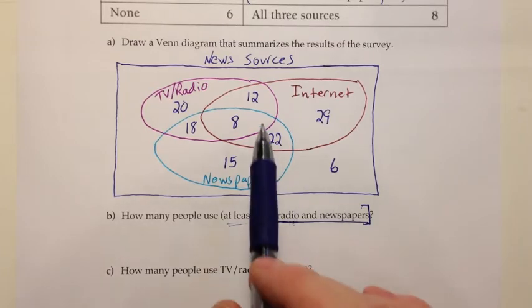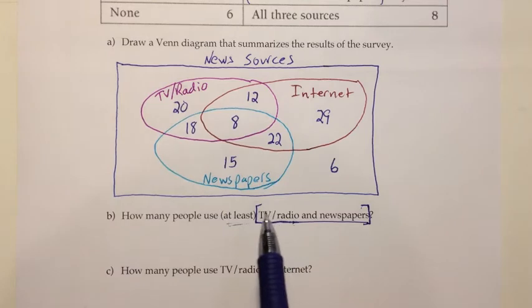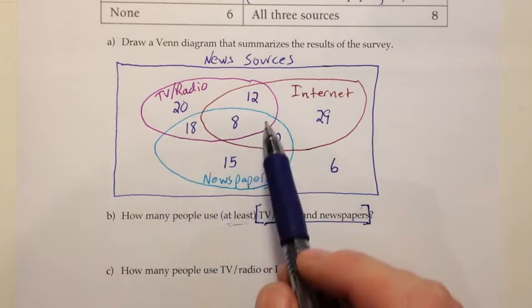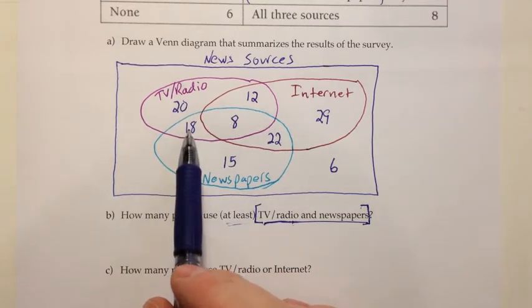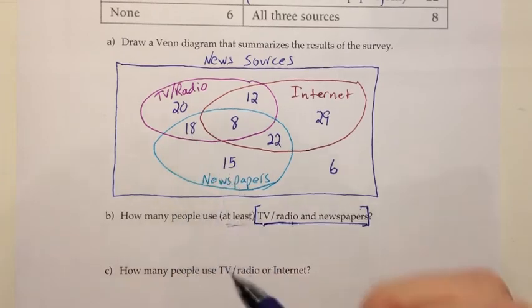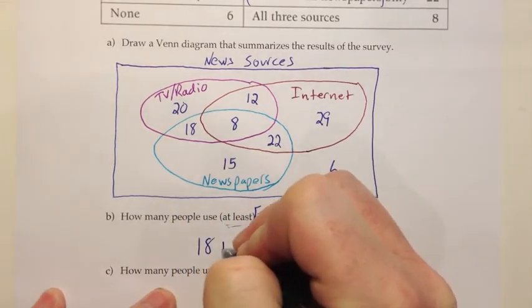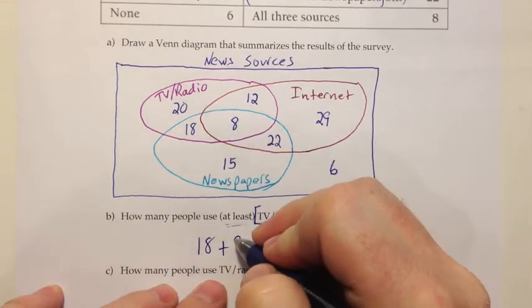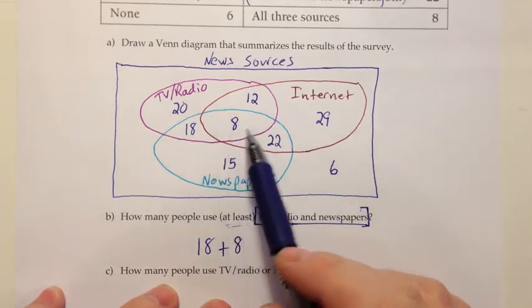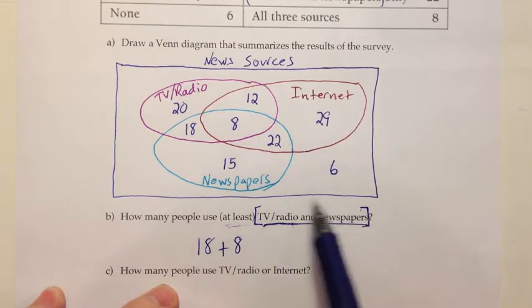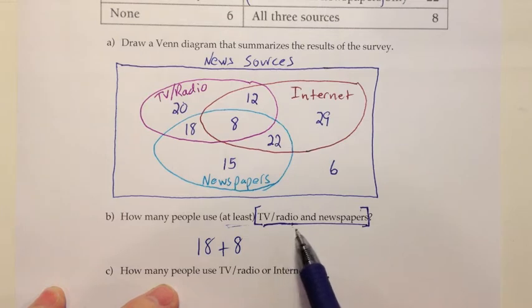So we want to count all the people that are in the overlap of TV, radio, and newspapers. So that's in the overlap of the purple and the teal. So there's these 18 people are saying yes to that, and so I'm going to count those. But I would also count these 8 people, and at first that might seem wrong because you might say, wait, those people use the internet. Well, we didn't ask them if they use the internet. We just said, do you use TV and radio?